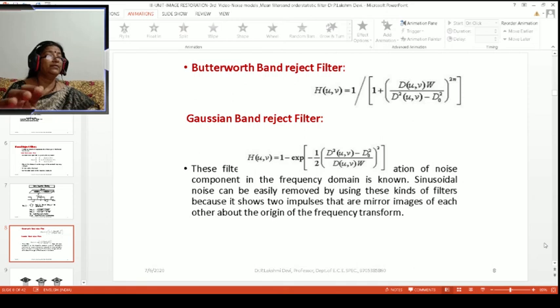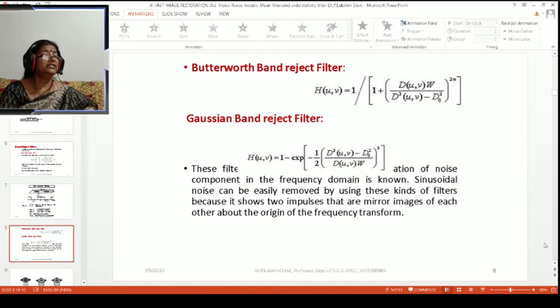Then coming to the practical, the ideal case is over. Then in the practical case of band reject filters, we have two types of band reject filters. Those are the Butterworth band reject filter and the Gaussian band reject filter. These are the two practical band reject filters we have.